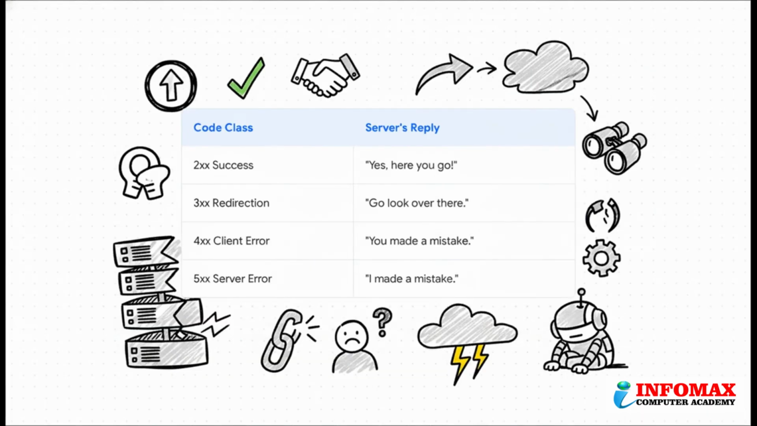So if you only take one thing away from all this, let it be this simple breakdown. 200s mean, yes, here you go. 300s mean, go look over there. 400s mean, you made a mistake. And 500s mean, I made a mistake. That's it. That's your ultimate cheat sheet to understanding the web.